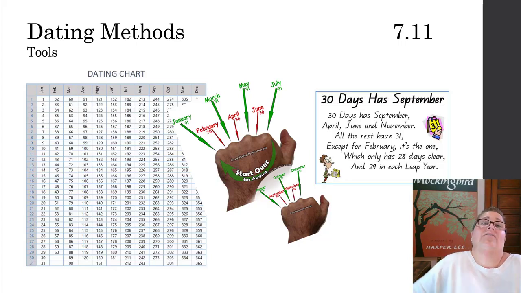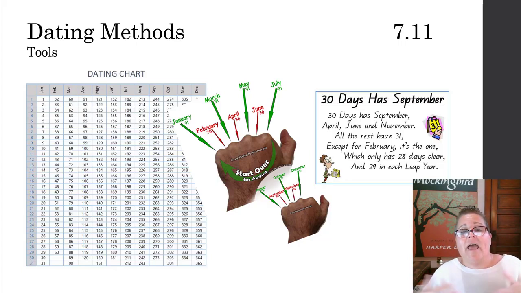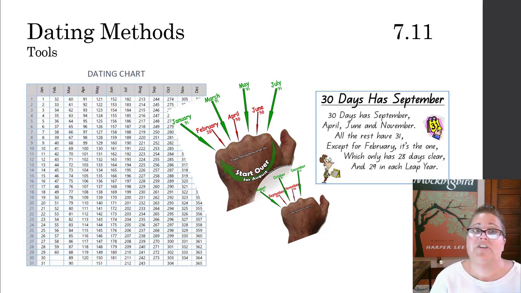September, April, June, and November. All the rest have 31, except for February. It's the one which only has 28 days clear and 29 in a leap year. So whichever one of those. Everything I'm going to go through today is going to use the days in the year chart, simply because I find it the most efficient method, or the most resourceful one. But some of you may find that if you practice, you can do it without the dating chart. I can do it without the dating chart, but I'm going to show you with.